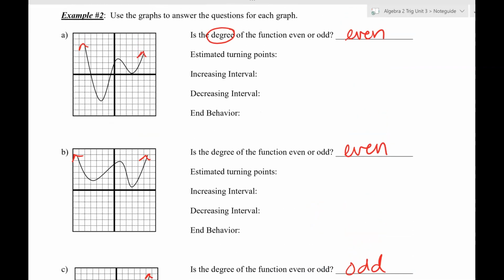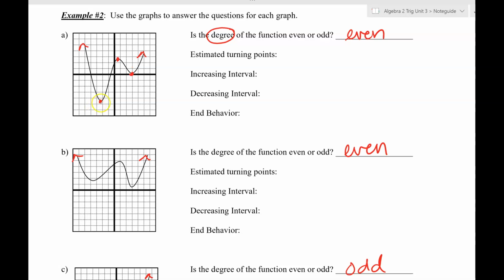Then the estimated turning points. So in this one, there are 3, and you're just estimating here. To find exact turning points, we would either need the polynomial written in a factored form or be able to factor it ourselves, or we'd need some technology.